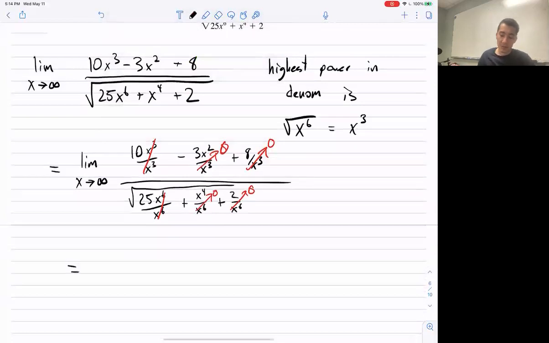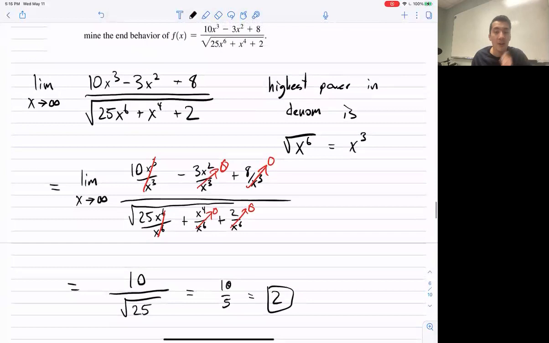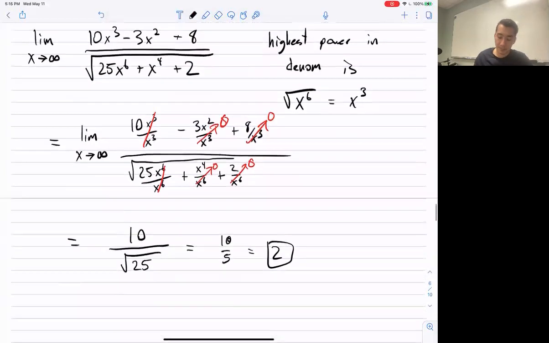And so what is this going to become? This is going to become 10 over the square root of 25. And so this is going to be 10 over 5, which is equal to 2. And so that limit, the horizontal asymptote for this guy, will actually be 2.